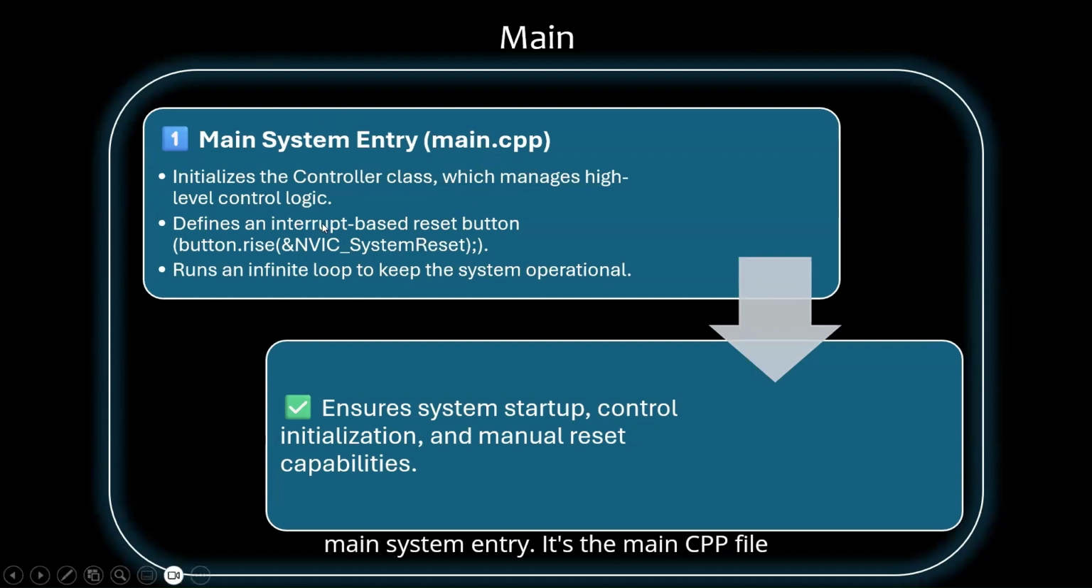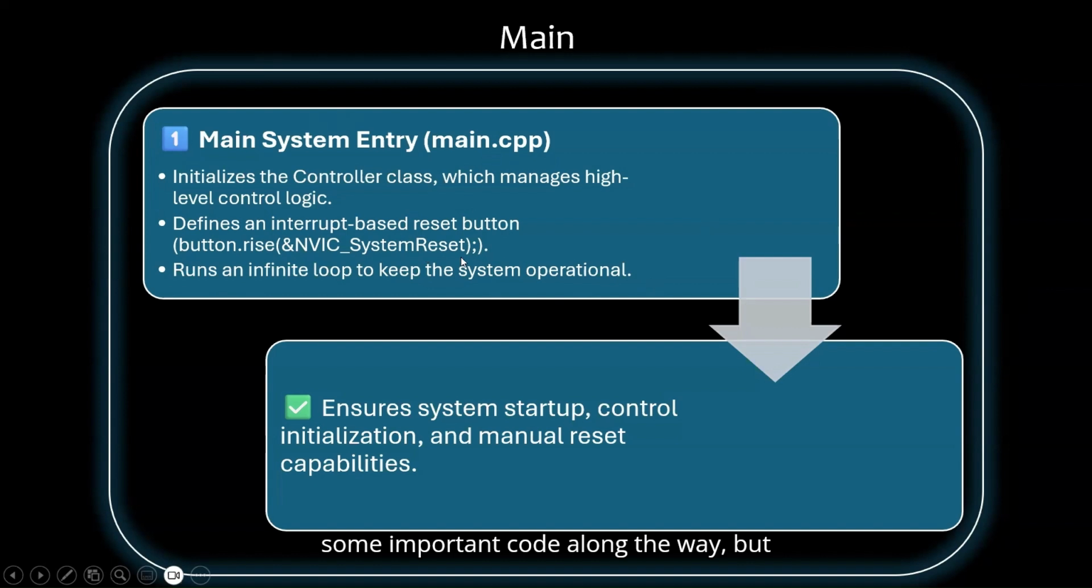It's the main CPP file, and it initializes the controller class, which manages high-level control logic. This defines an interrupt-based reset button. So this is button.rise, and then this is like the name right here. So this runs an infinite loop to keep the system operational.